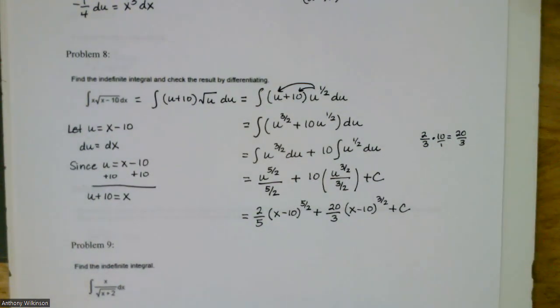And in this case, I will go no further than that. So the final answer there will be 2/5 times the quantity x minus 10 raised to the 5/2 plus 20 over 3 times the quantity x minus 10 raised to the 3/2 plus c. And we're not going to worry about checking this result for the sake of time. If you want to, you can take the time and differentiate that yourself.